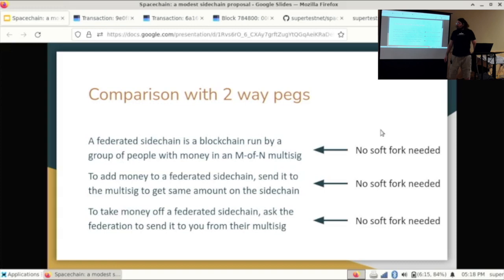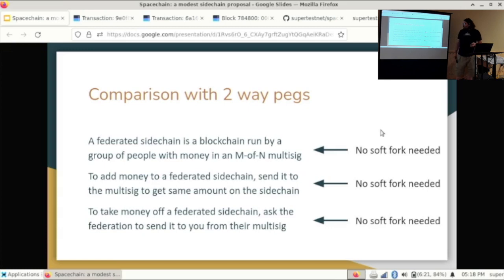Next, I want to compare this with two-way pegs. So we have federated two-way pegs. Actually, I started to do this in answer to your question. Federated sidechains work today. They're a blockchain run by a group of signers, and they create an M of N multisig, and they ask you for your money, and we have those today. Liquid and Rootstock work pretty well. What's good about them, in my opinion, is that you don't need a soft fork to do them, and they work. People get into these things and they don't lose their money, which is good, unless you're the Oasis thief.